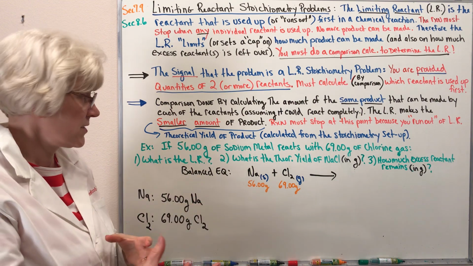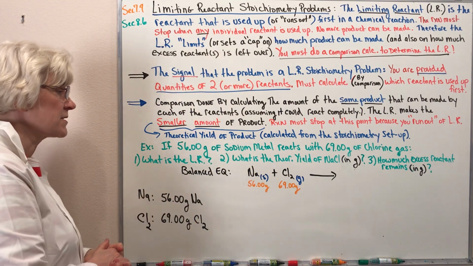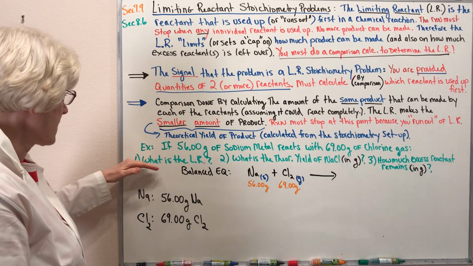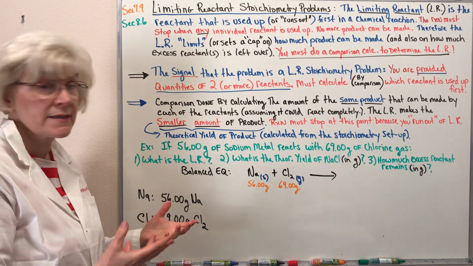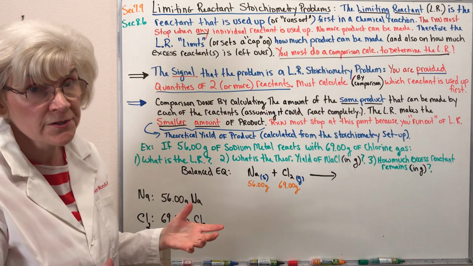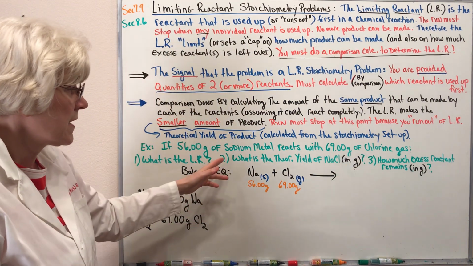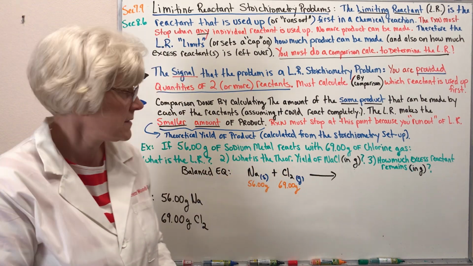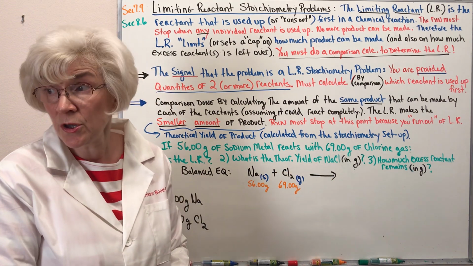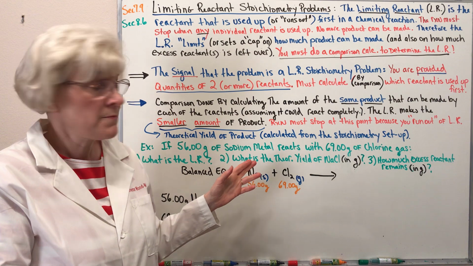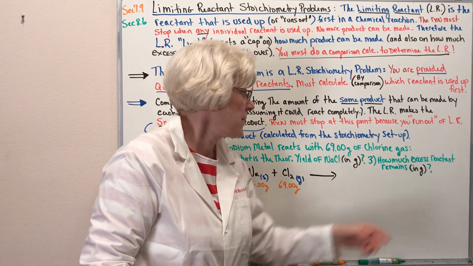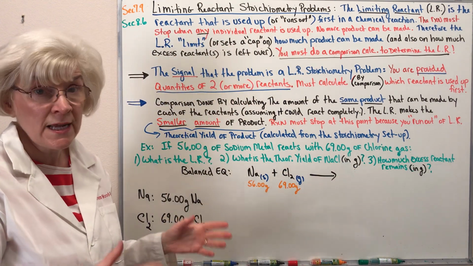Here's an example to help illustrate these ideas. If 56 grams of sodium metal reacts with 69 grams of chlorine gas, question 1, what is the limiting reactant? Which one of these reactants, sodium or chlorine, is going to run out first and cause the reaction to stop? Number 2, what is the theoretical yield of our product? And notice the product is going to have to be sodium chloride. That is the only thing that we could make from sodium and chlorine reacting. And number 3, how much excess reactant remains in grams?